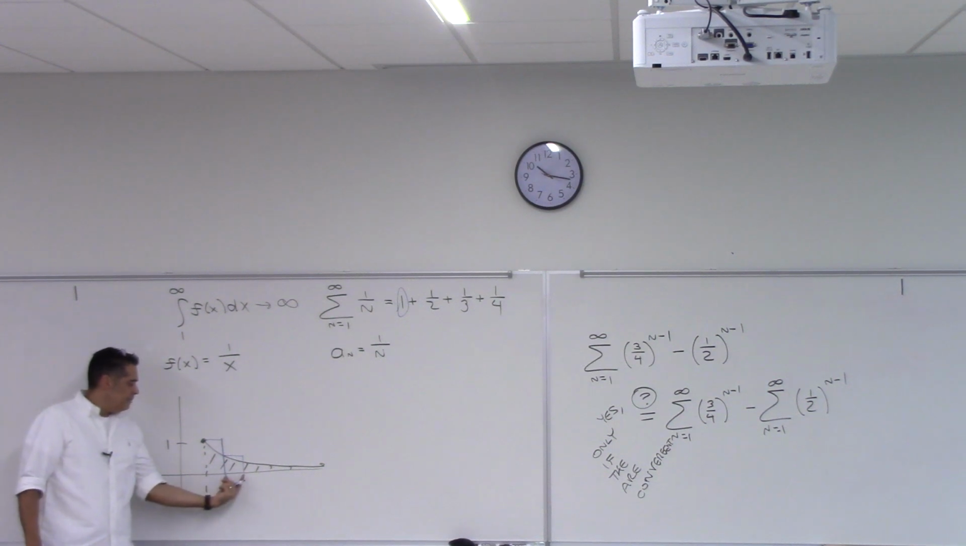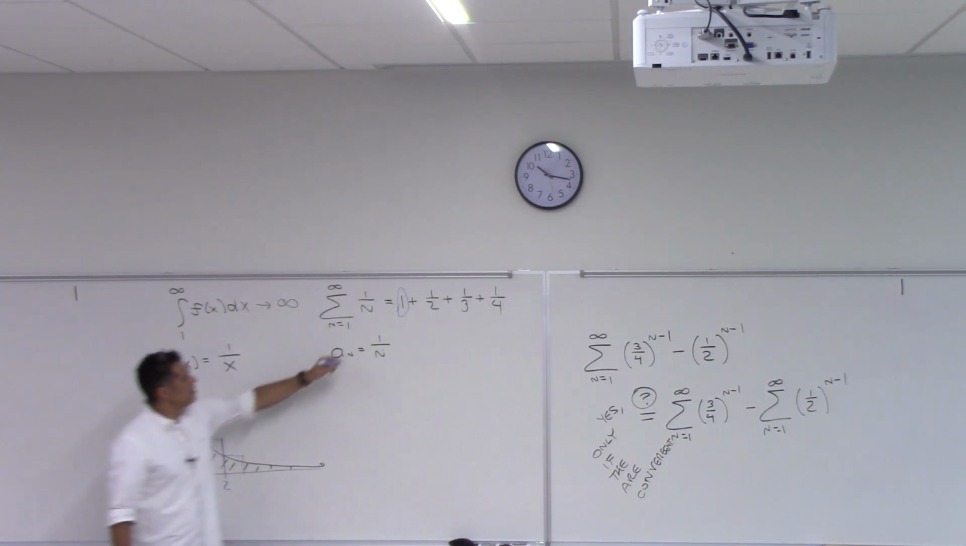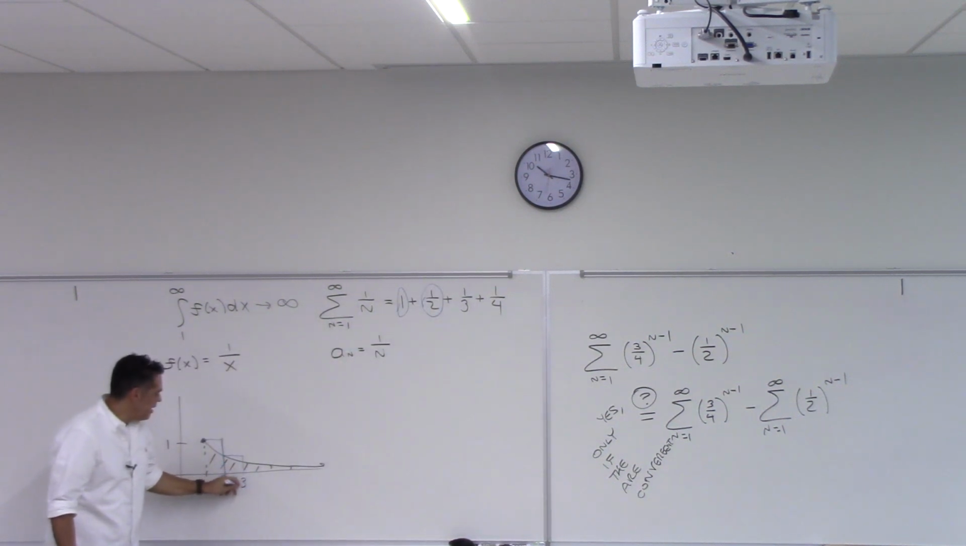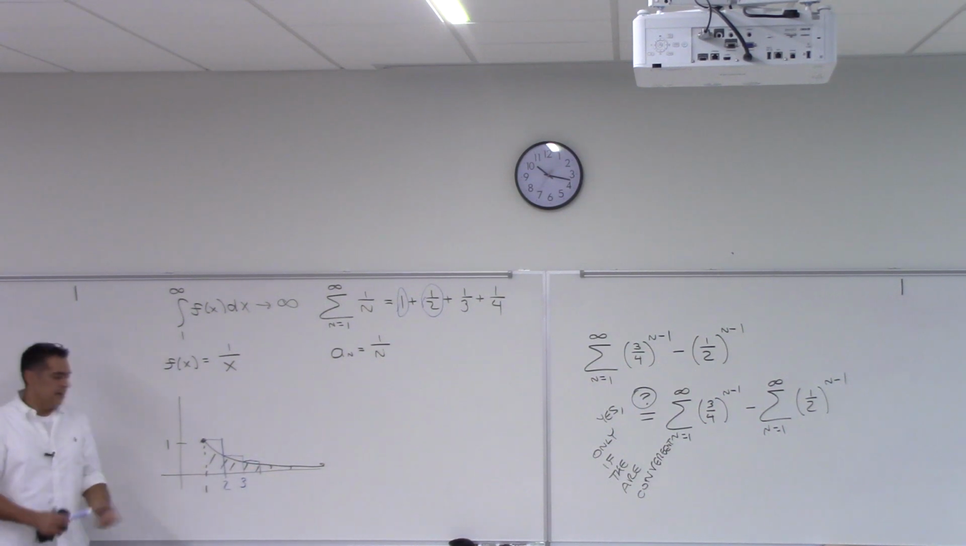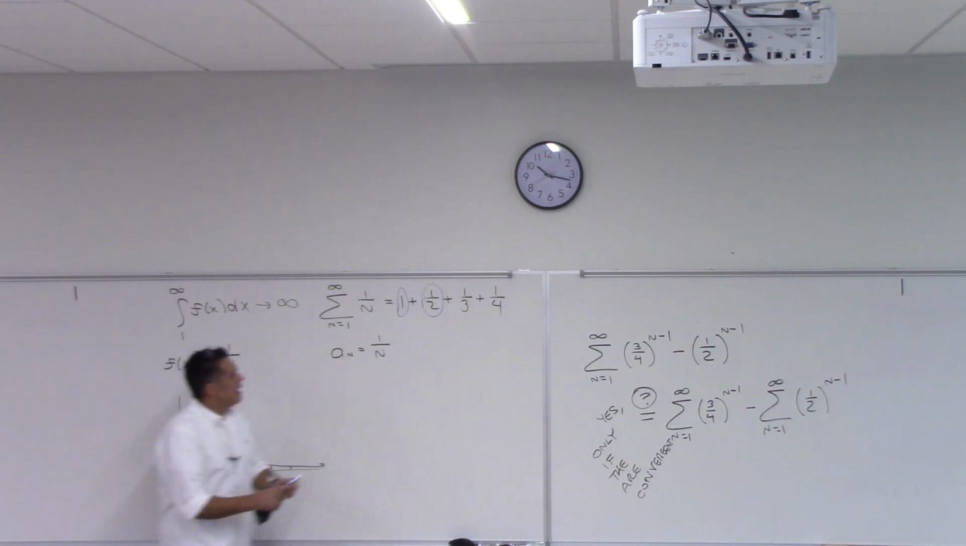How wide is it? 1. How tall is it? Well, we have to plug 2 into this, right? 2 into there, we get a half, right? So 1 times a half is a half. Plus the next one, this was 3, go up, over, down. It's 1 wide, and how tall? 1/3. And that gives us this one, right?